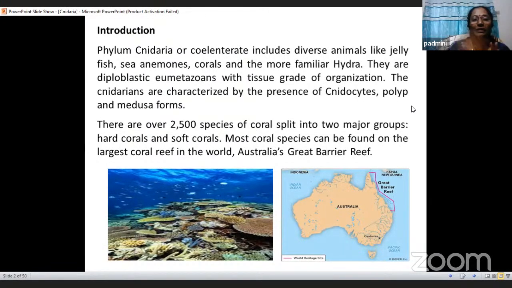Sea anemones, they are stationary ones. Corals: most of the corals we come across, the red corals, the orange, the black corals, the beads that you come across, are from the corals that we get. And the most familiar is Hydra in phylum Cnidaria. And they are diploblastic. Diplo means two, so two layers, diploblastic eumetazoans with tissue grade of organization, because each and every tissue has some particular work that it has to do.